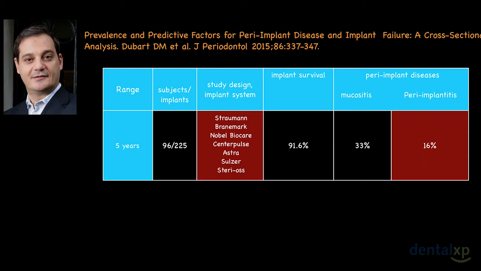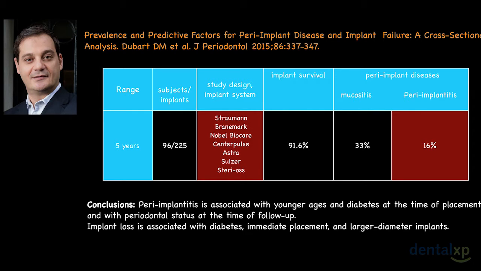But the most interesting part is in their conclusions. They said that peri-implantitis is associated with younger ages, with diabetics, and with the periodontal status. Well, I don't agree with them on the younger ages. That's surprising. I don't know, I have no explanation for that. But definitely, I understand the diabetic and the periodontal status. That means if they have periodontal disease.